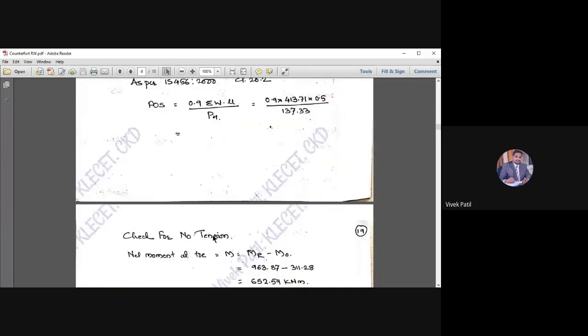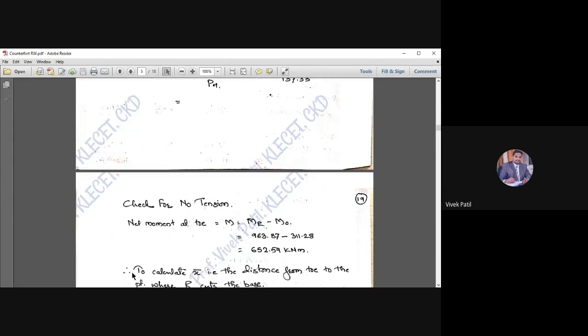That is the check for no tension. Now the check for no tension we have to consider. So the net movement at the toe has to be calculated. Net movement is equal to restoring movement minus overturning movement. So restoring is 963.87 minus 311.28. Just check whether the net movement is 652.59. Yes, sir. 652.59 is the net movement at the toe.